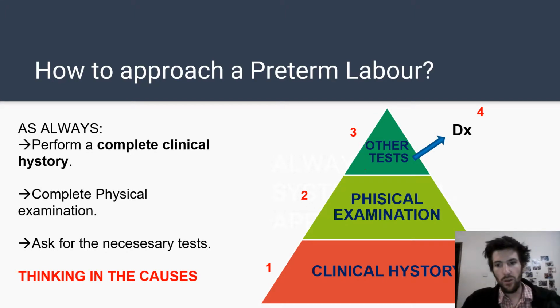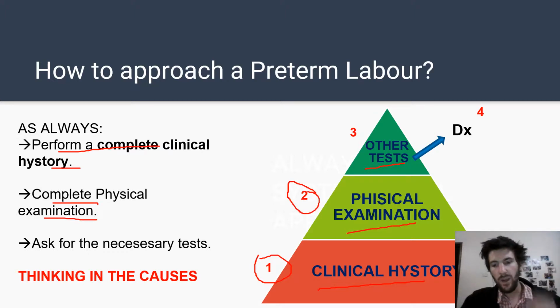As I told you in all the seminars, we have this systematic approach pyramid that we need to do with all our patients. So, as always, we start with a complete clinical history. That is the first part. The second, a complete physical examination. That is the second part.